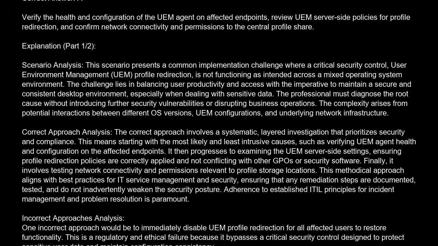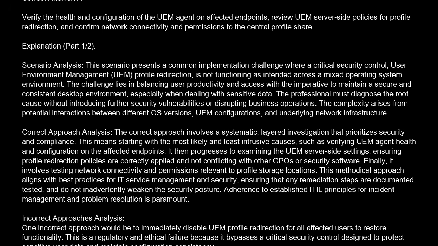The challenge lies in balancing user productivity and access with the imperative to maintain a secure and consistent desktop environment, especially when dealing with sensitive data. The professional must diagnose the root cause without introducing further security vulnerabilities or disrupting business operations. The complexity arises from potential interactions between different OS versions, UEM configurations, and underlying network infrastructure.